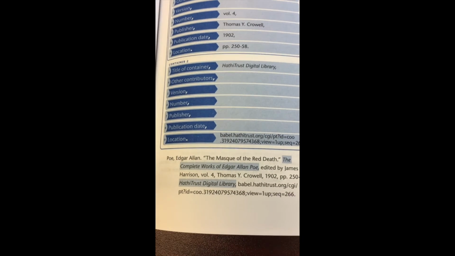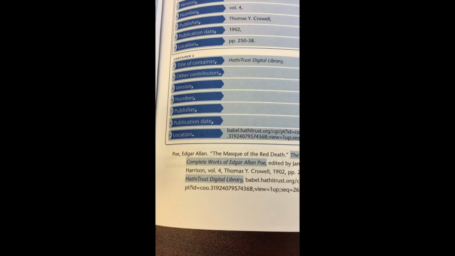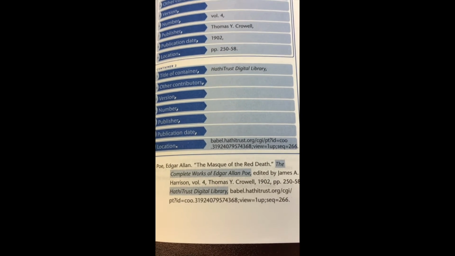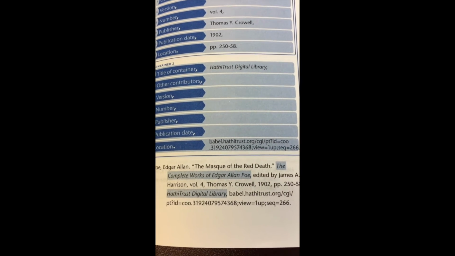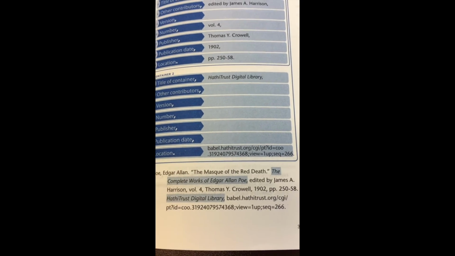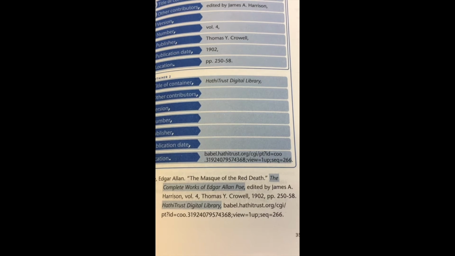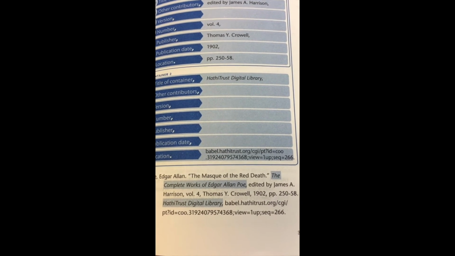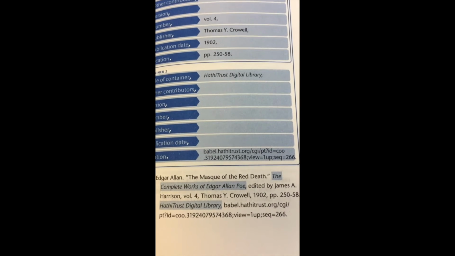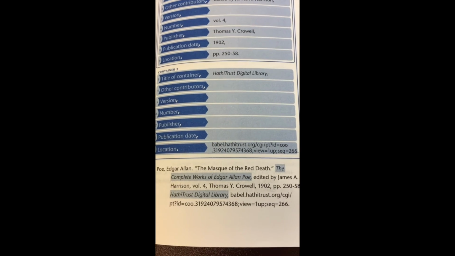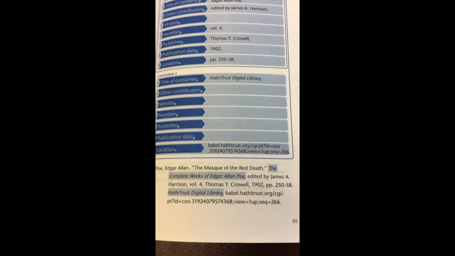So the author of our piece, Poe, comma, Edgar Allan, period. The title of the thing that you're citing, inside of double quotation marks, "The Masque of the Red Death," period. The title of the container, the book, or the edited collection, or whatever it might be. So the complete works of Edgar Allan Poe, italicized, comma. Again, this looks a little bit different than you might be familiar with if you've used the older style, but now it says edited by.